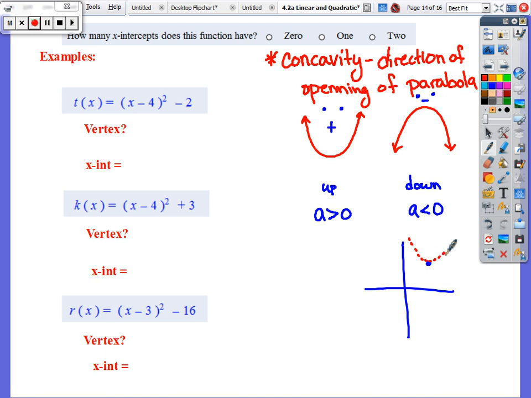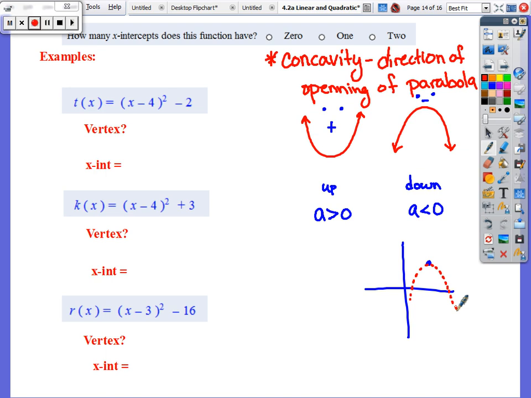If it's concave up, how many times does that cross the x-axis? None. There are no x-intercepts. Let's say instead of concave up, the A was negative, which means it's concave down. How many times does it cross the x-axis? Twice. There are 2 x-intercepts, and then we can go about finding them. But the first question is, how many x-intercepts do you have?